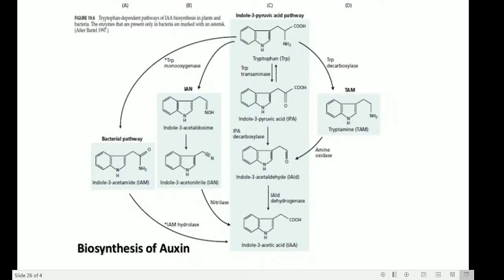Without enzymes, no reaction happens, as with the other plant hormones. Now you all understand, I think, how auxin is produced. IAA is nothing but an example of an auxin.